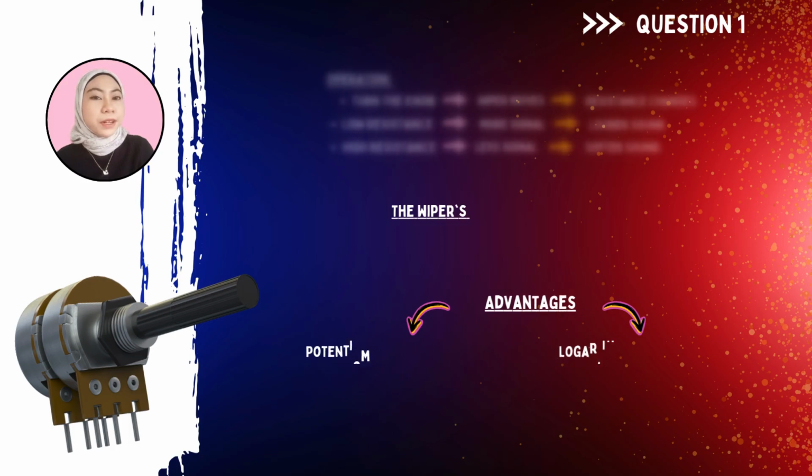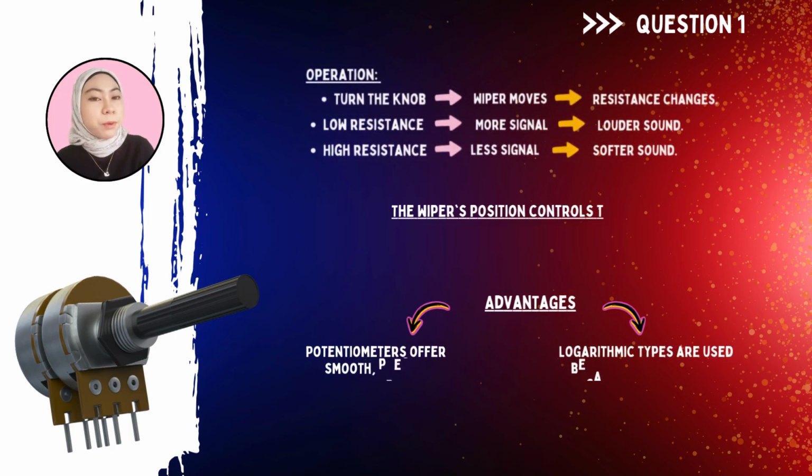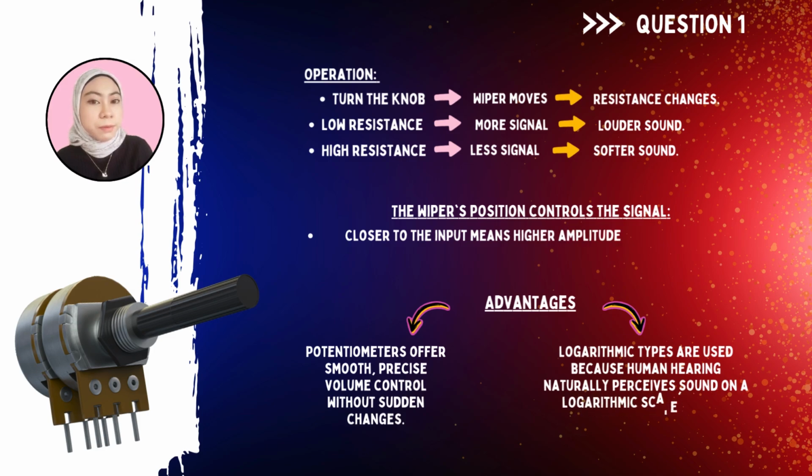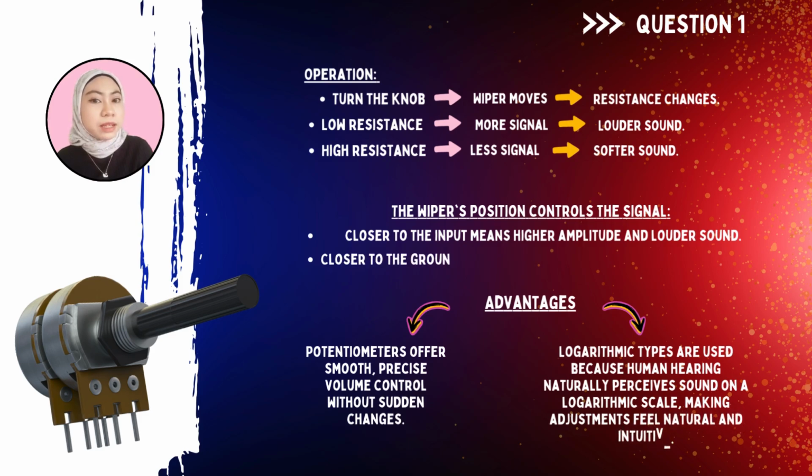After that, about the operation, by turning the knob, the wiper moves along a resistance strip, changing the resistance and adjusting the volume. Low resistance allows more signal to pass, making the sound louder. Meanwhile, high resistance reduces the signal, making the sound softer. Then, the wiper position controls the signal. Closer to the input means higher amplitude and louder sound, but closer to the ground lowers the amplitude, making the sound softer.